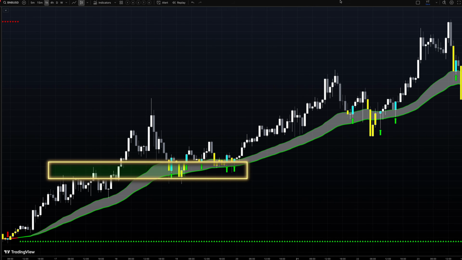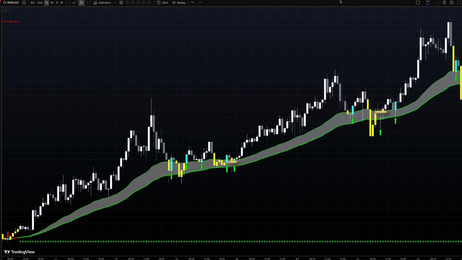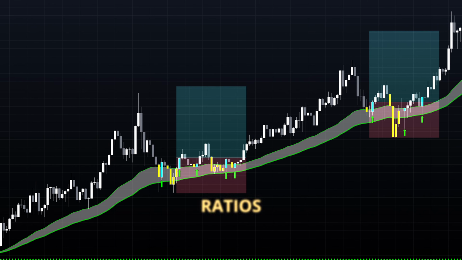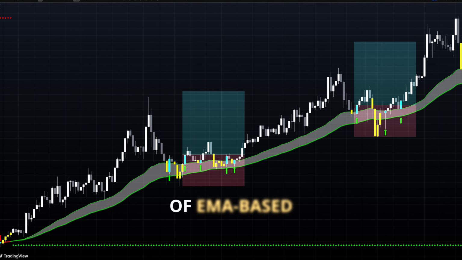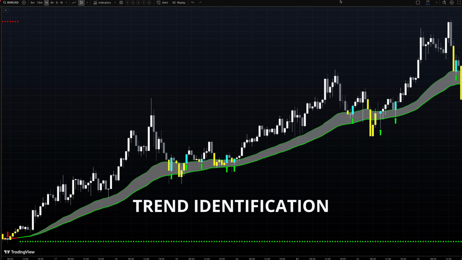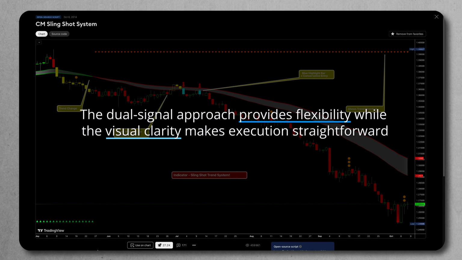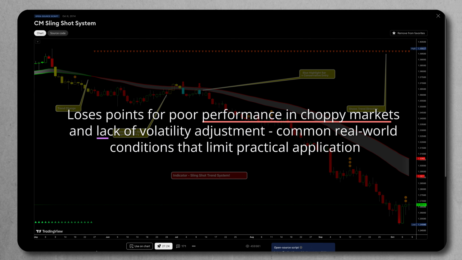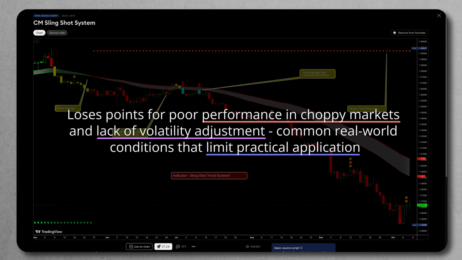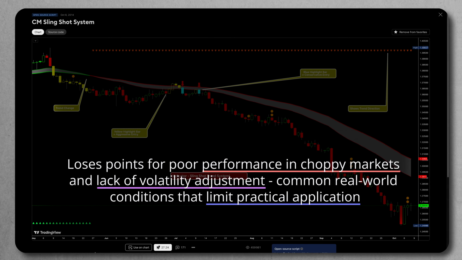The Slingshot method capitalizes on trend continuation by identifying temporary pullbacks within established moves. This approach provides better risk-reward ratios compared to breakout strategies while maintaining the simplicity of EMA-based trend identification. The dual signal approach provides flexibility while the visual clarity makes execution straightforward. It loses points for poor performance in choppy markets and lack of volatility adjustment, common real-world conditions that limit practical application.